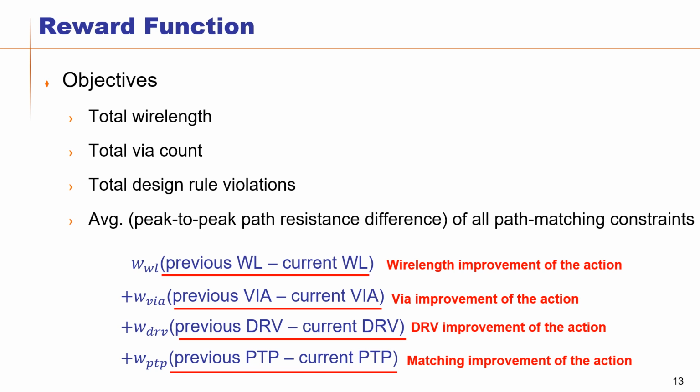And now let's take a look at the reward function. In the custom routing problem, we have to consider some important objectives, including total wire length, total via count, total violations, and average peak-to-peak path resistance.